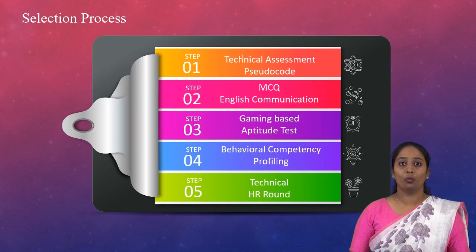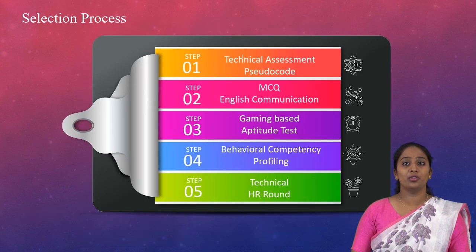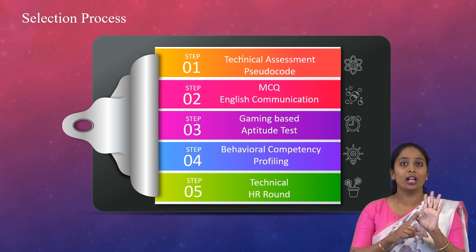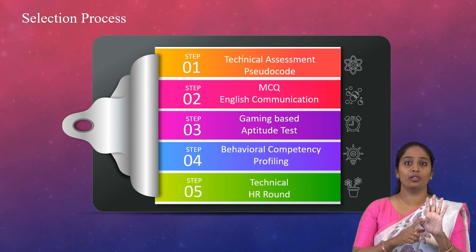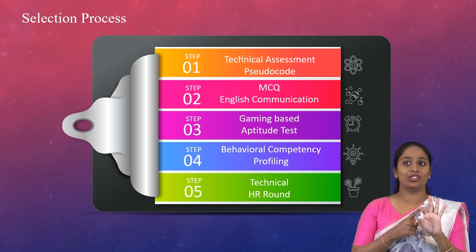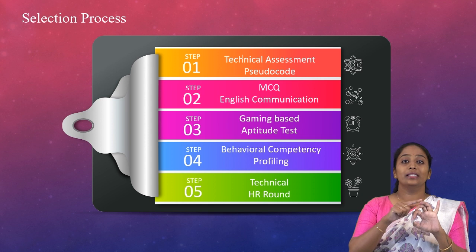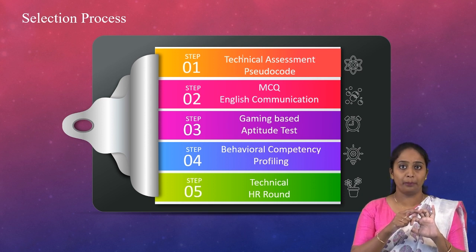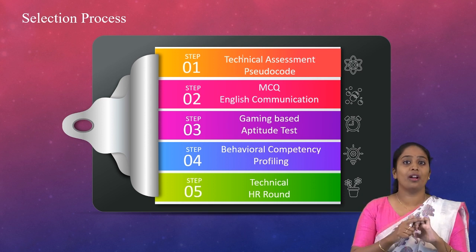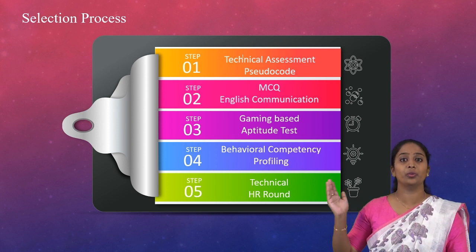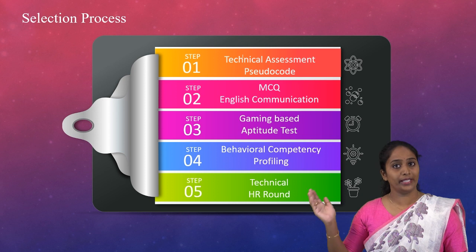Now let's see what the selection process is. Capgemini generally considers altogether 5 rounds. The first round will be the technical assessment pseudocode round. The second round will be the English communication test. The third will be a gaming based aptitude test. The fourth will be behavioral competency profiling, and the last round will be technical followed by HR round. So these are the rounds which you need to clear for getting an offer with Capgemini.